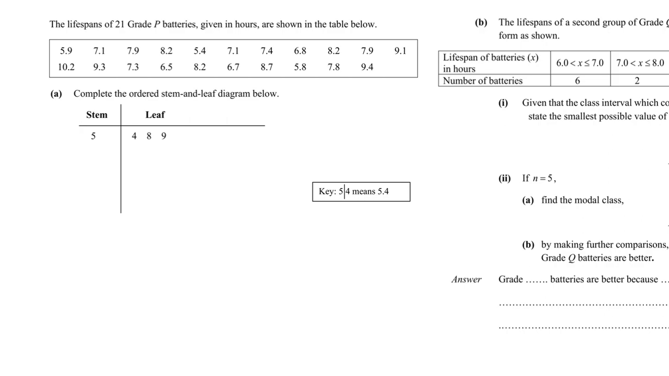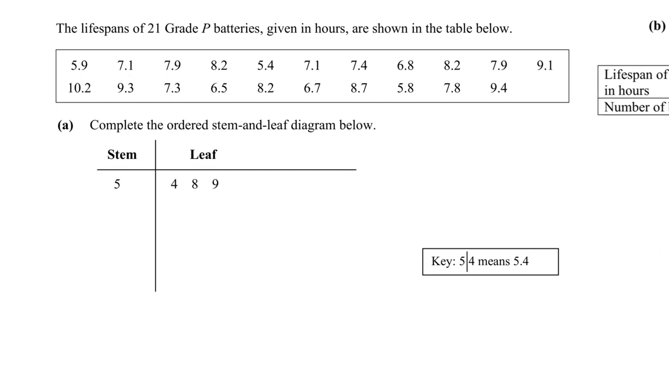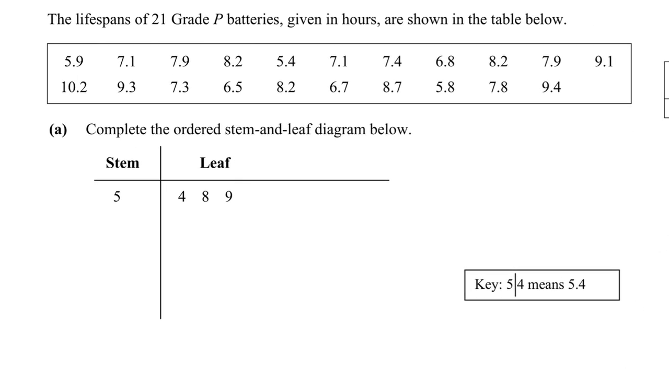Hello everyone, welcome to this question where we are given the lifespans of 21 grade P batteries. And we are required to complete the ordered stem and leaf diagram here. So I'm going to just zoom in first. Well, the key is important. 5|4 means 5.4. So the 5.4, 5.8 and 5.9 have been given.